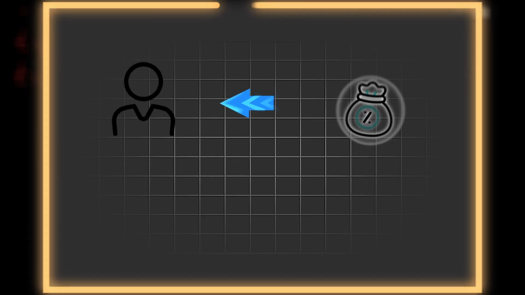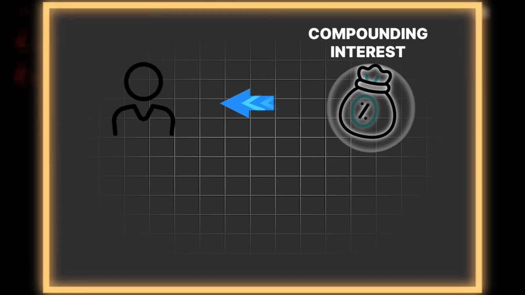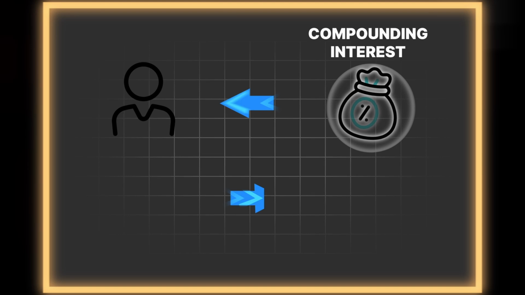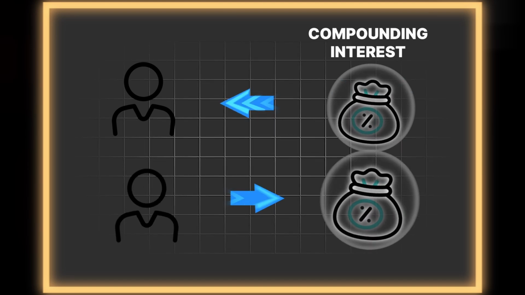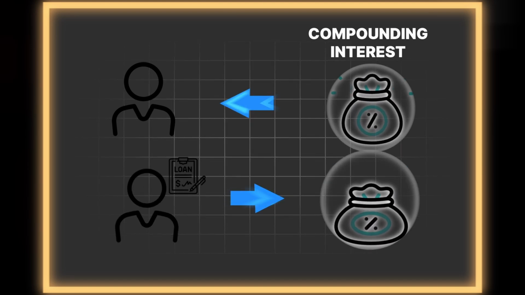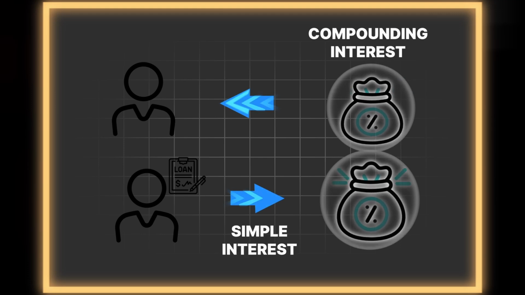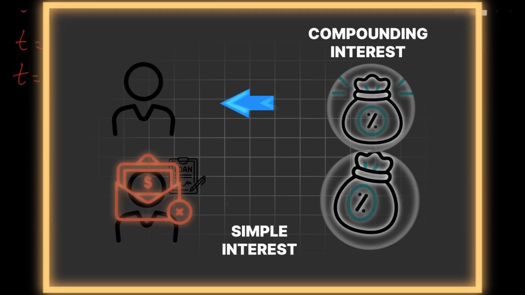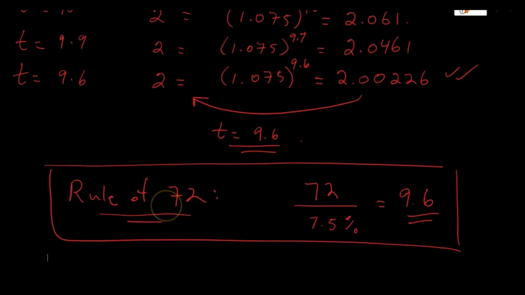So when you are on the receiving end of it, you want compounding interest. When you are on the giving end of it, giving a loan, you want to give the interest as simple interest because you don't want to get charged more. So this is the lesson for compound interest.